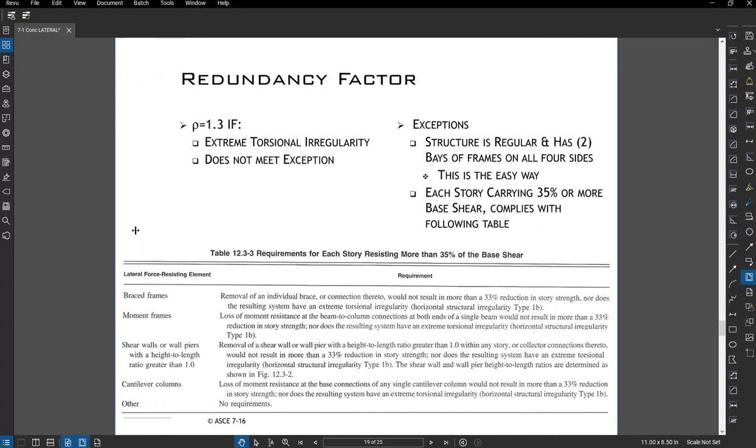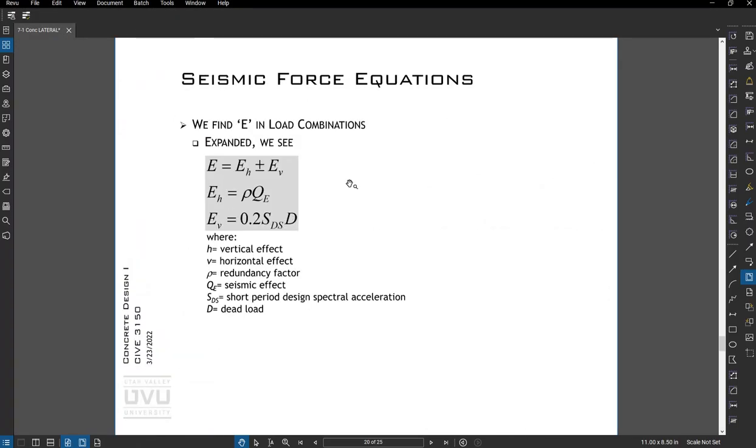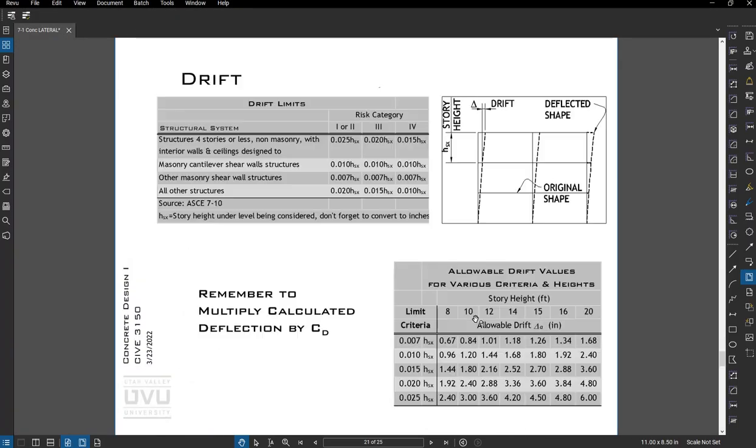Okay. A little bit on seismic force equations and then drift. Drift limits prevent non-structural elements from getting damaged as much. What we're talking about in drift is from one story to the next, how much are they displacing relative to each other. And the requirements are given here.